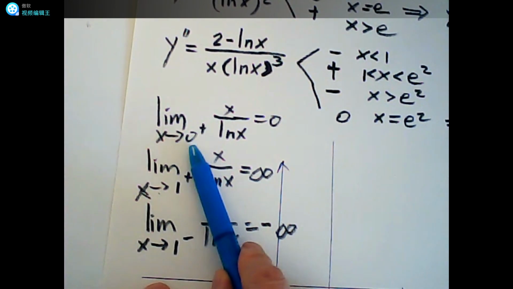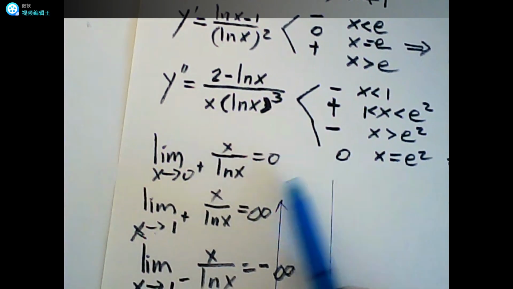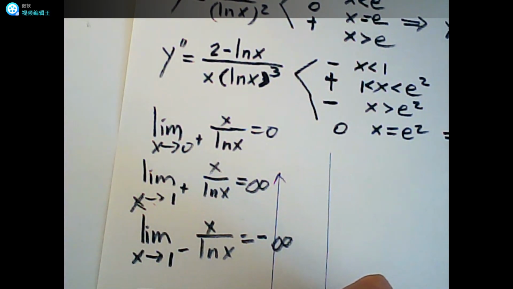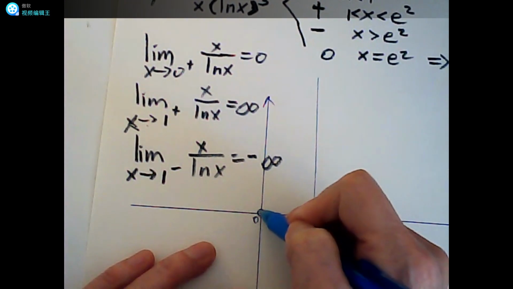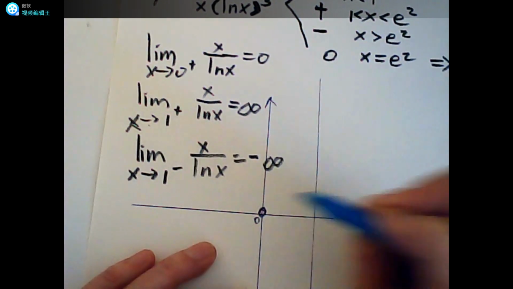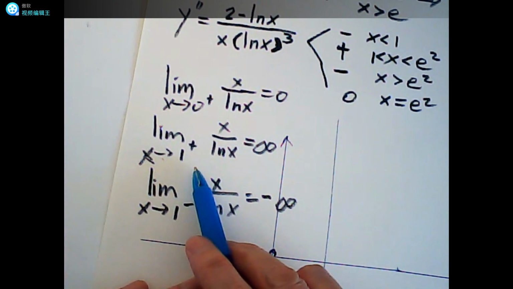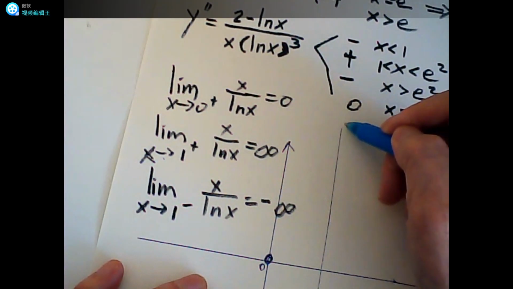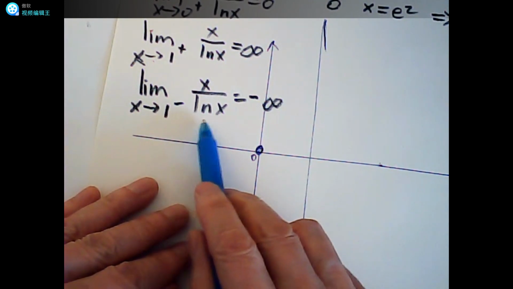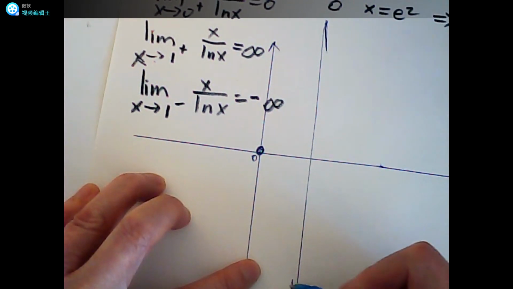Then we also find the limit when x approaches 0. The limit of this function equals 0 by using L'Hopital's rule. So the function is not defined at 0, but the limit exists. This is a hole here. Then when x approaches 1 from the right-hand side, it is positive infinity, that is this asymptote, right? When x approaches 1 from the left, that is negative infinity, so that is this.